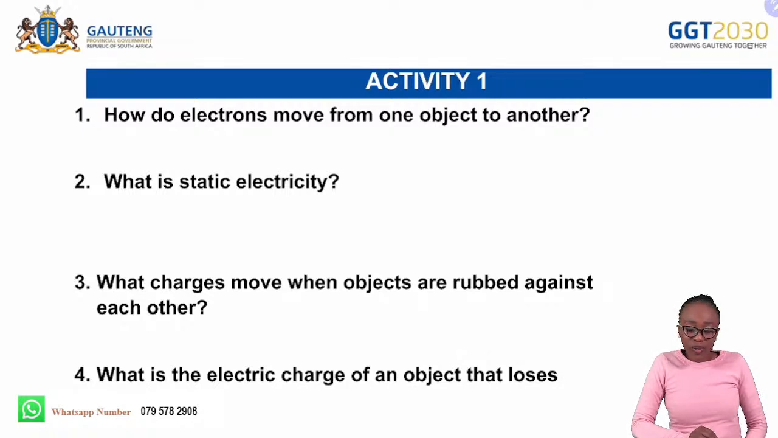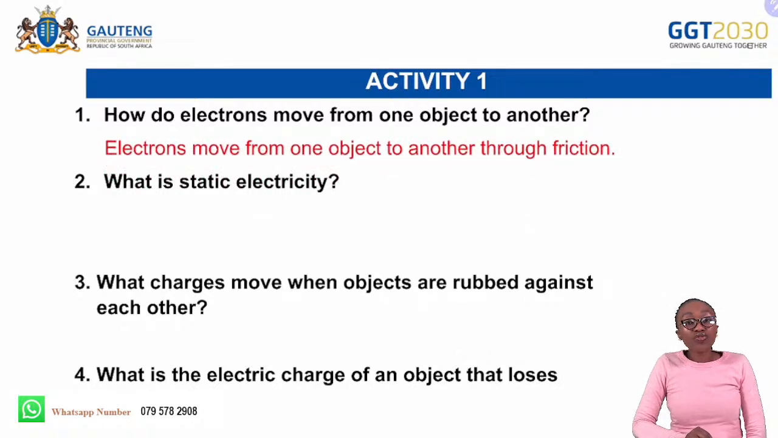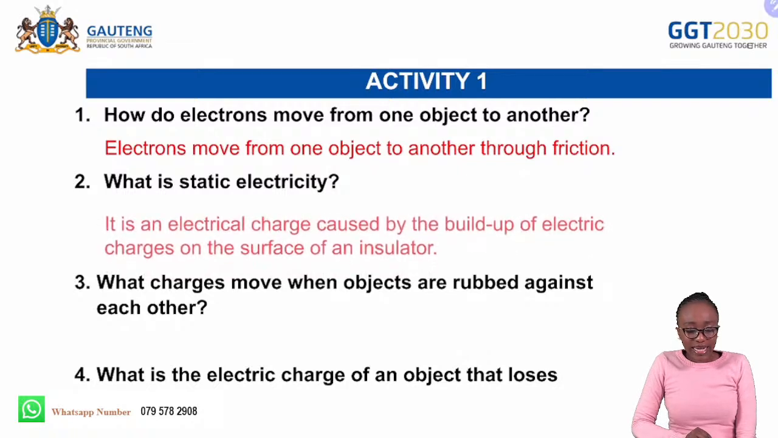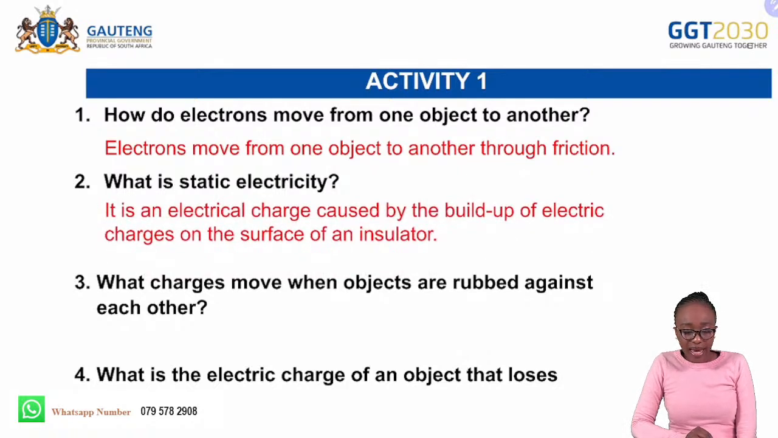Now, let's answer the questions. How do electrons move from one object to another? Electrons move from one object to another through friction. And what is static electricity? It is the electrical charge caused by the build-up of electric charges on the surface of the insulator.